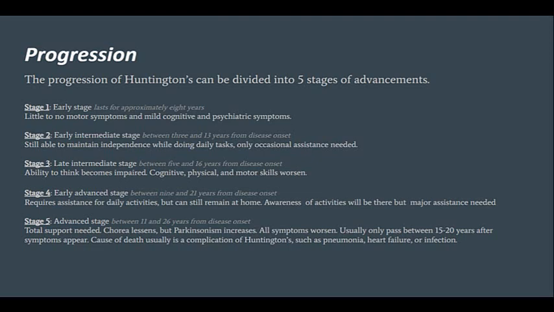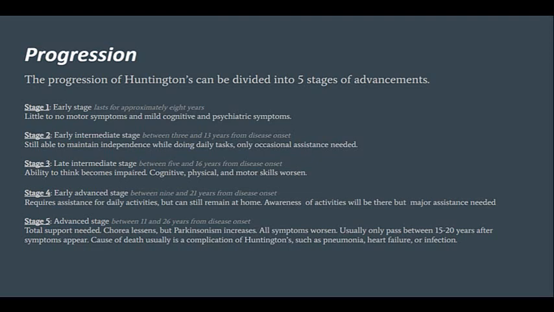And then there's stage 2, where you can still maintain independence doing your daily tasks, but occasionally there are some tasks that you'll need a little bit of assistance on. And then there's stage 3, and this is where things start to kick up. Your ability to think becomes impaired, and cognitive, physical, and motor skills worsen, and you start to need more assistance. Stage 4, you require full assistance for daily activities, but you can still remain at home and still do them, but you will need a lot of assistance. And then stage 5, the final stage, you need total support.